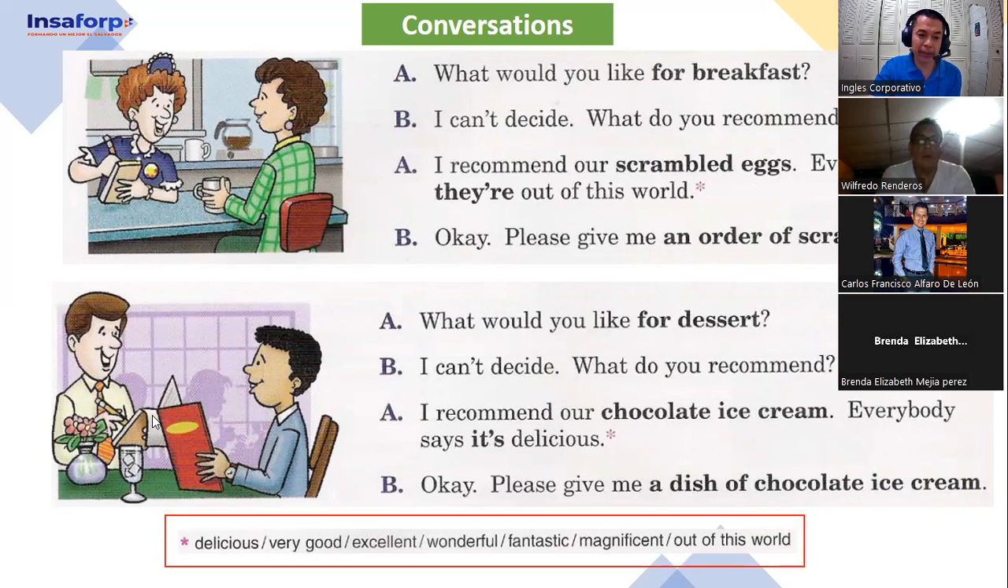Okay, good. Commercial, right? Now, let's continue. Conversation two. Listen, please. Pay attention. What would you like for dessert? I can't decide. What do you recommend? I recommend our chocolate ice cream. Everybody says it's delicious. Or you can say, everybody says it's very good. It's fantastic. It's out of this world. It's magnificent. Okay. Please give me a dish of chocolate ice cream.